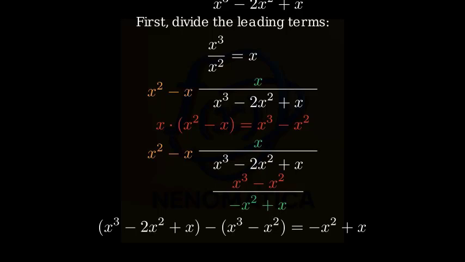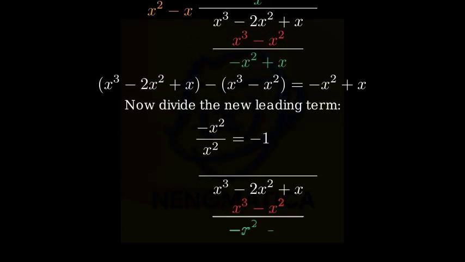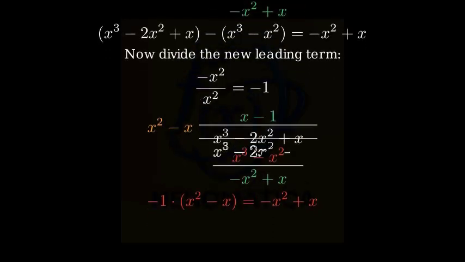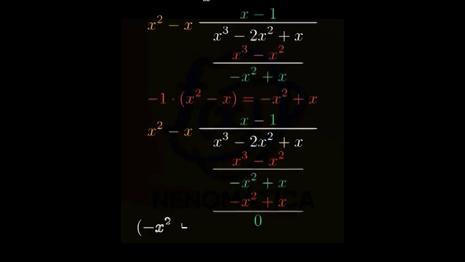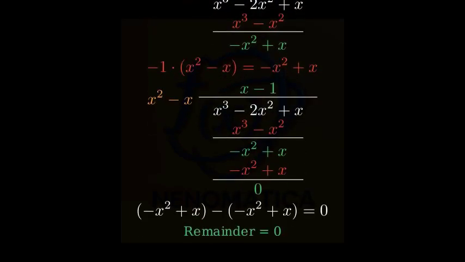Now we continue the division process with our new dividend, negative x squared plus x. We divide the leading term of this new polynomial, negative x squared, by the leading term of our divisor, x squared. This gives us negative 1 as the next term of our quotient. We multiply the entire divisor by negative 1, which gives us negative x squared plus x. When we subtract this from our current dividend, we get 0. Since there's nothing left to divide, we have no remainder.